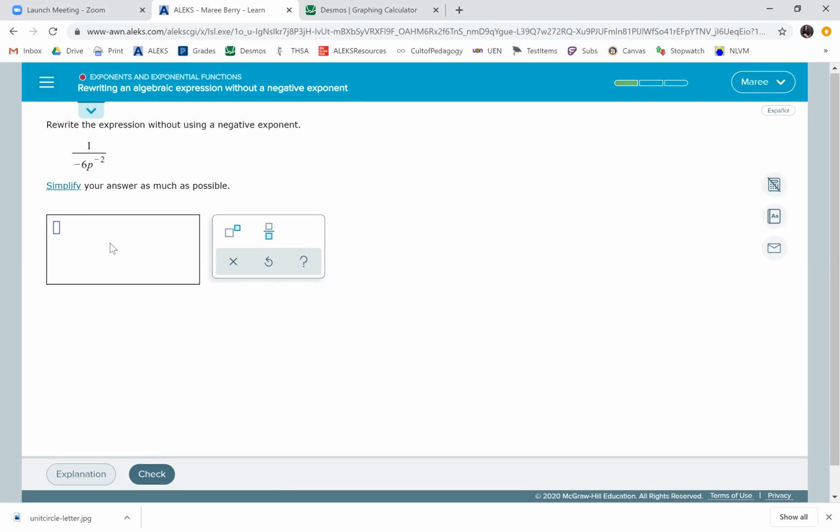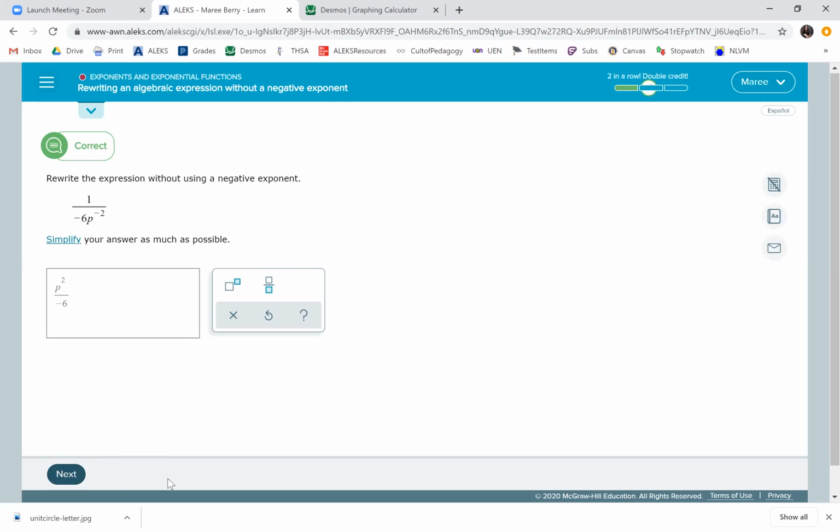Okay, the negative 6 stays in the denominator. So that negative will stay right there. But this p to the negative 2, we're going to put up to the numerator and make it a positive 2 on the exponent. Now the entire fraction will be negative. That negative 6 will just stay there in the denominator, and I'll just leave it that way. Sometimes they tell us to put the negative in front of the fraction, but again, that just does not matter.